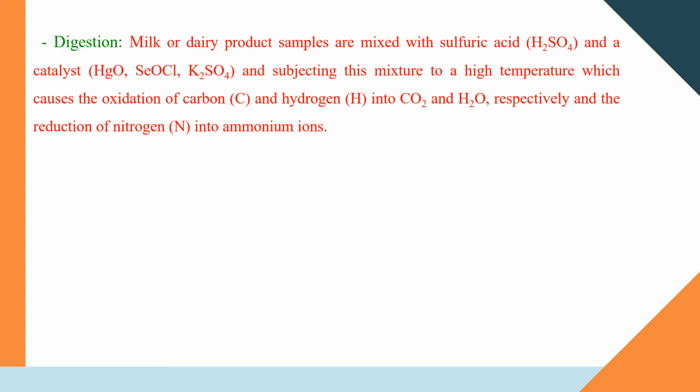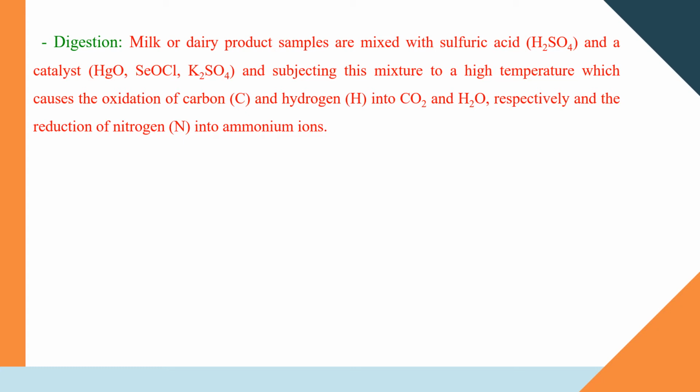The first step, digestion, is for converting all nitrogen in the sample into the form of ammonium ions. And to do this, you need to add sulfuric acid and some catalysts and expose the mixture of milk sample, sulfuric acid and the catalyst to a very high temperature. This causes some sort of digestion of the sample.